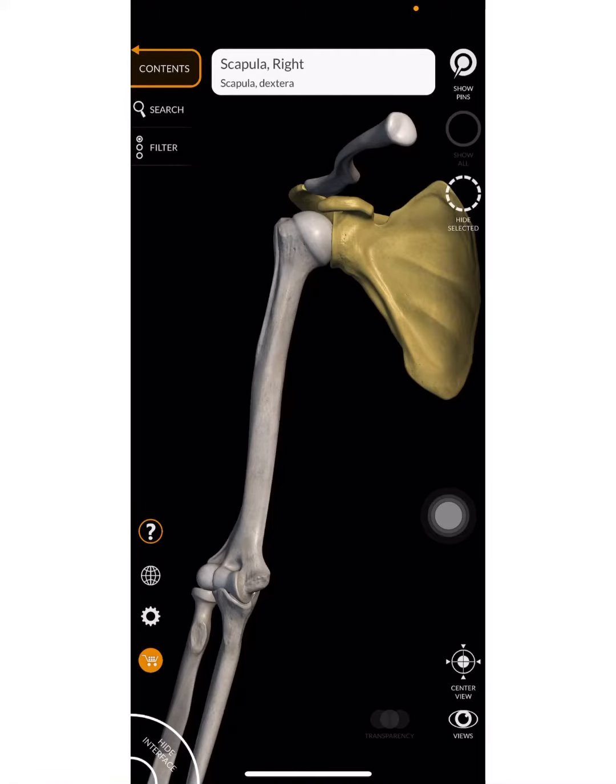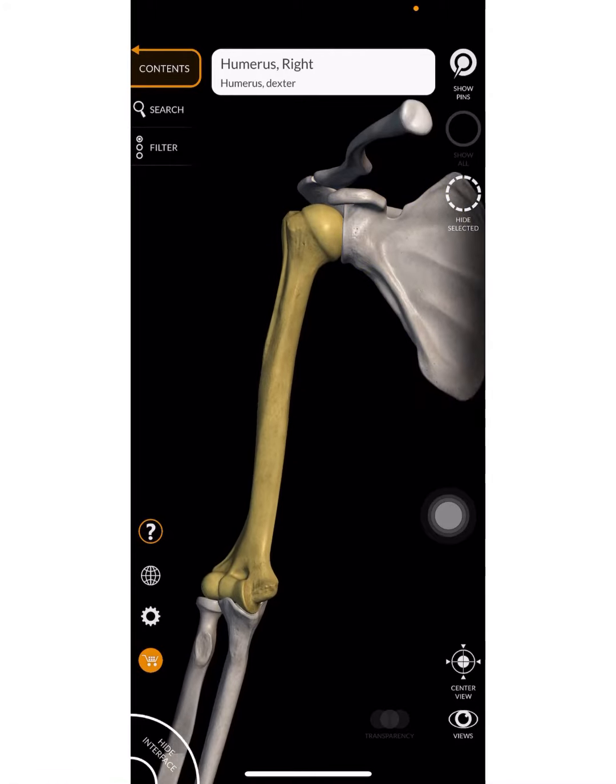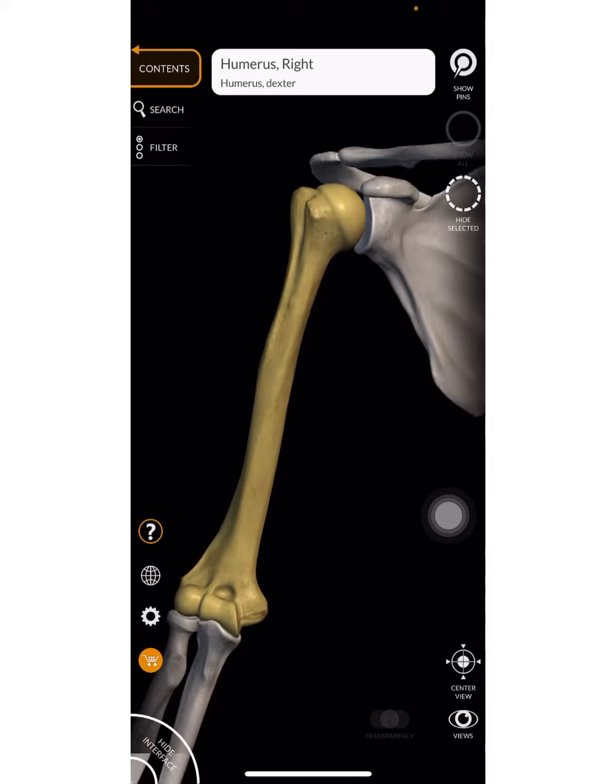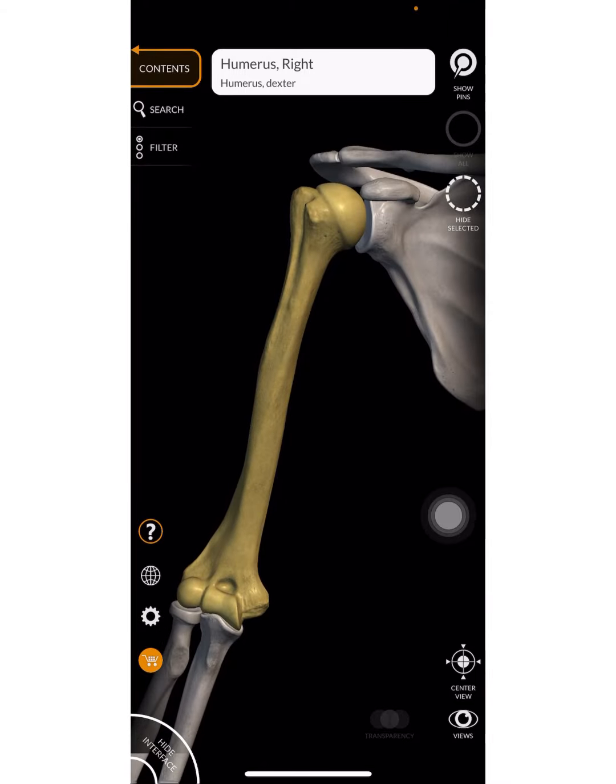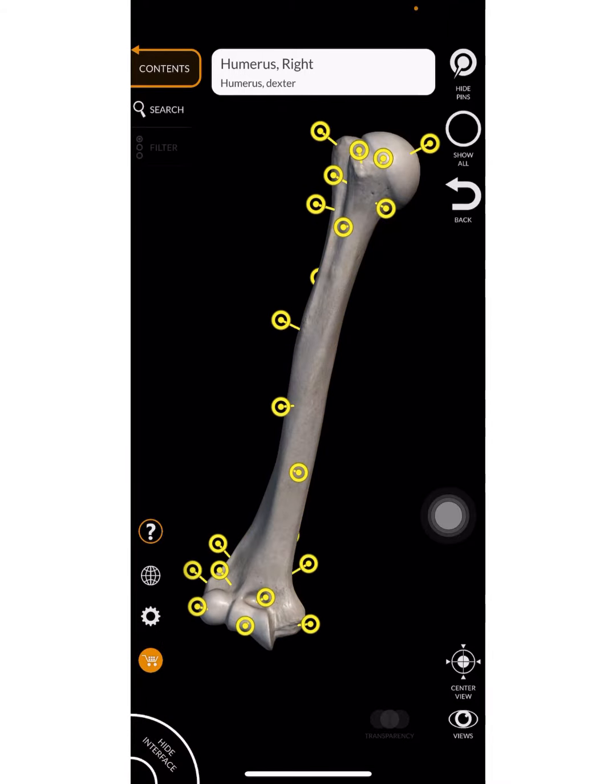Okay, so this is a tutorial on the humerus. We'll discuss the anatomy of the humerus. Let me isolate it. We'll discuss the anatomy of the humerus in the three compartments, in the three ends. First, we'll discuss the proximal end of the humerus, then the shaft or the body of the humerus, and then the distal end of the humerus.